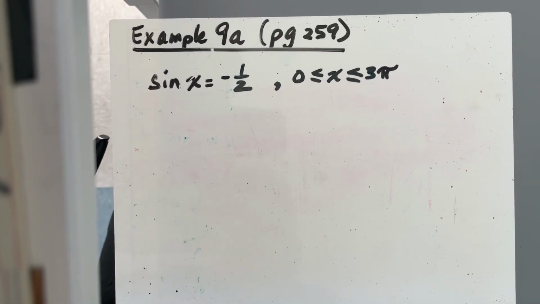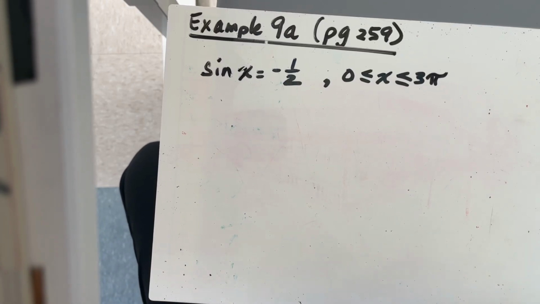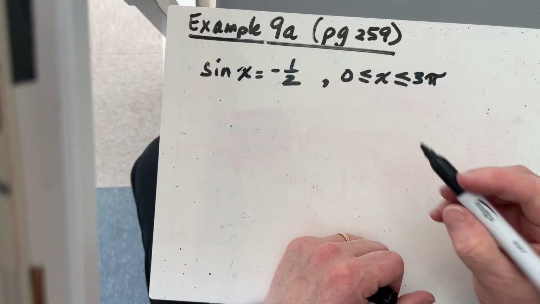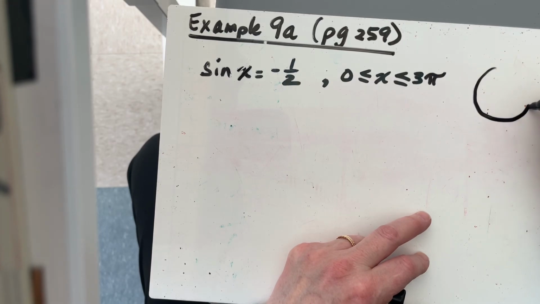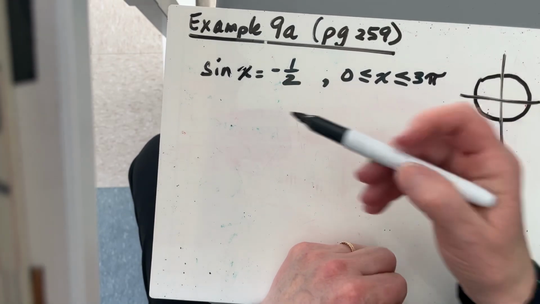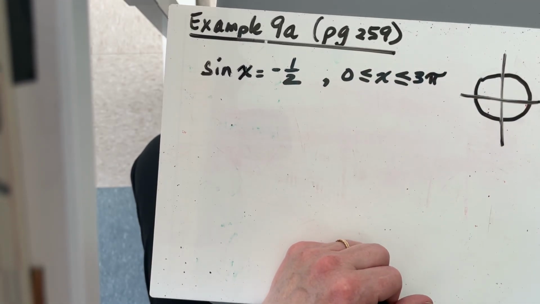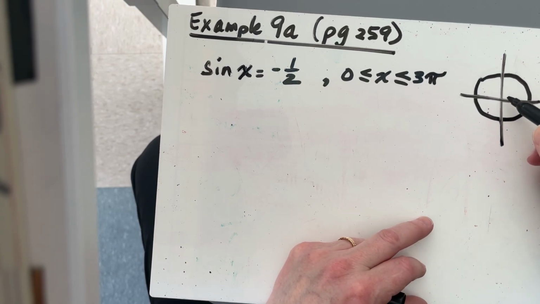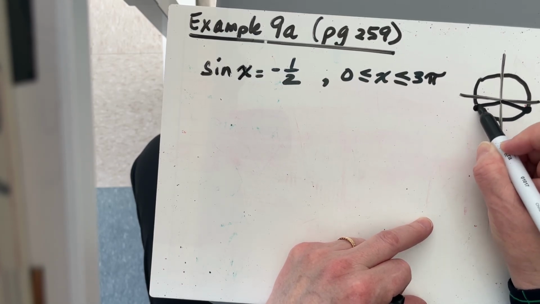Okay, here we go. We're going to solve sine x equals negative 1/2. Our restricted domain is between 0 and 3 pi. So that means when we're looking at the unit circle, we're going to be looking for the place on the unit circle where the sine of x is negative 1/2. Sine of x is telling us to look for the y-coordinate. And so negative 1/2 will be in these two positions on the unit circle.